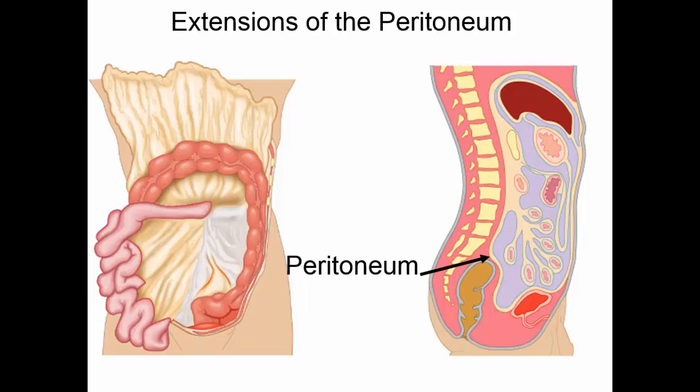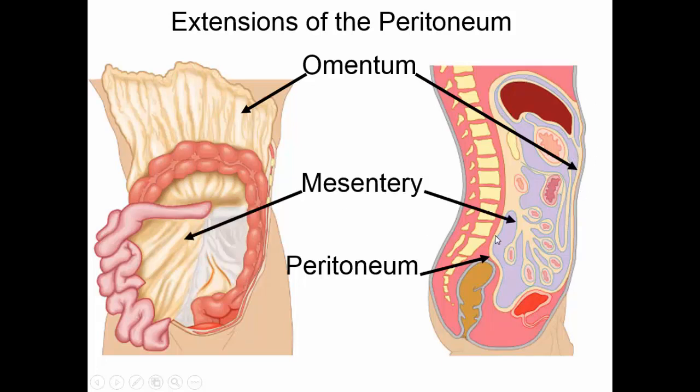The peritoneum lines the abdominal cavity and also covers the digestive organs in the abdominal cavity. Some of the peritoneum extends forward over parts of the digestive organs. This is called the omentum. Then we have the mesentery.